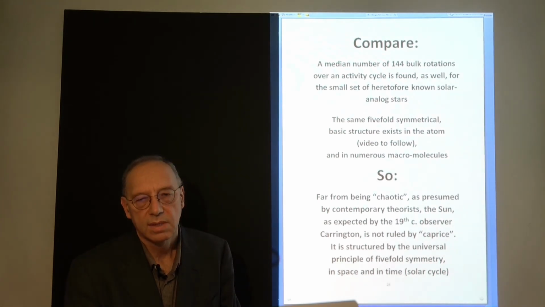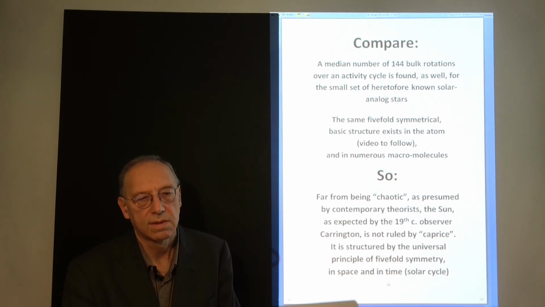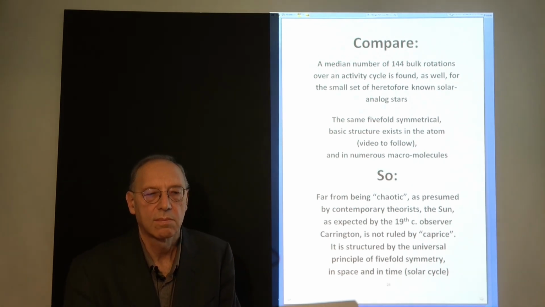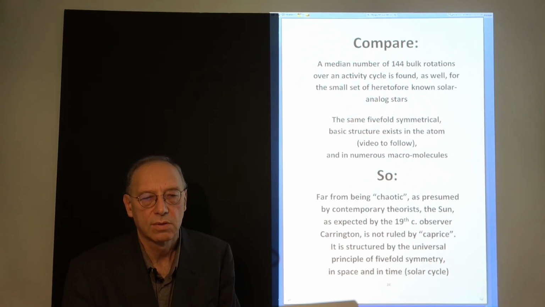Also, the same basic structure, icosahedral symmetry about a core, seems to exist in the atom. A video will follow with evidence of this assertion, which I did not find. It was found and published many decades ago by atomic scientists, and it is also found in numerous macromolecules.